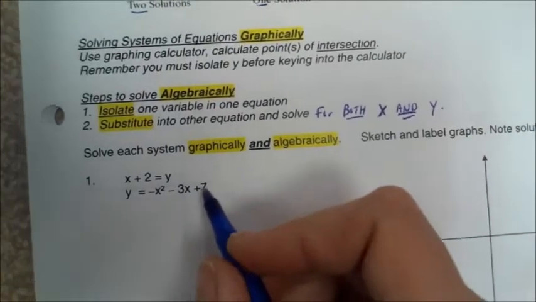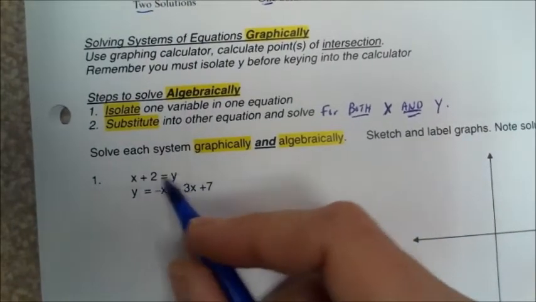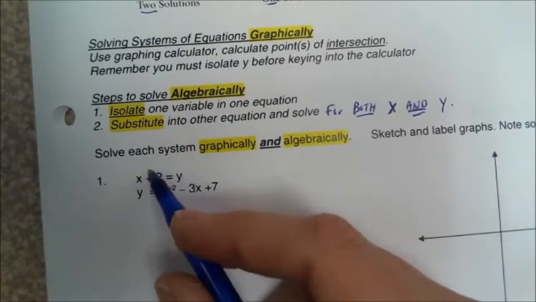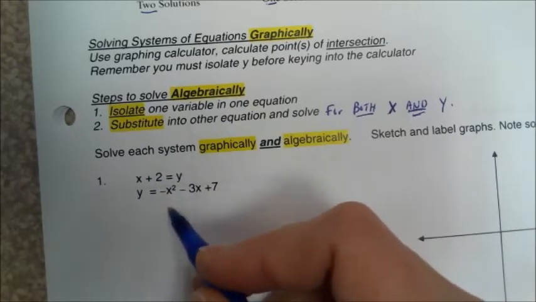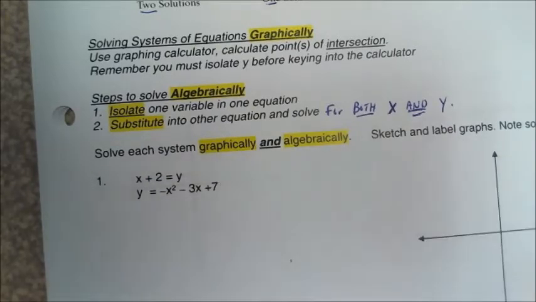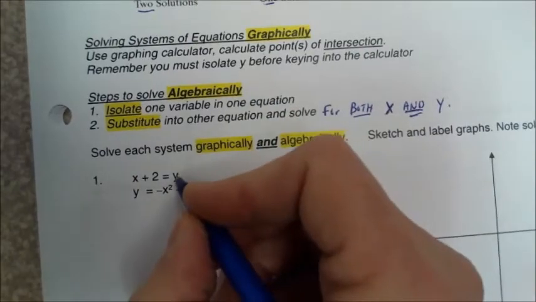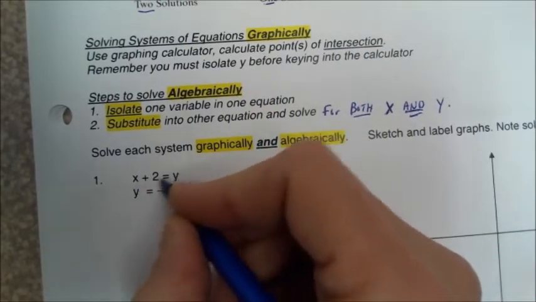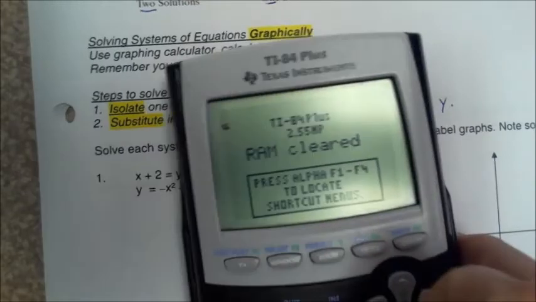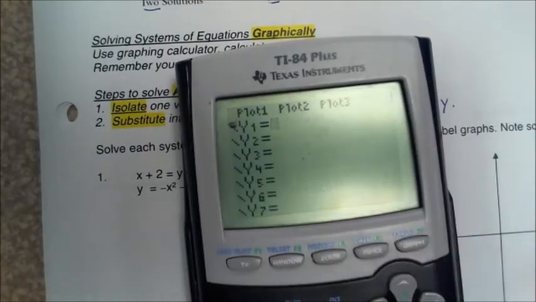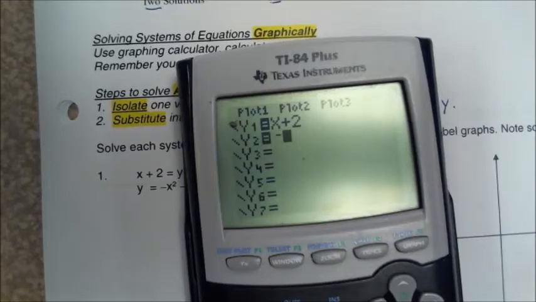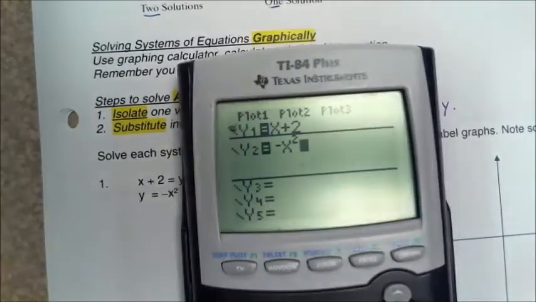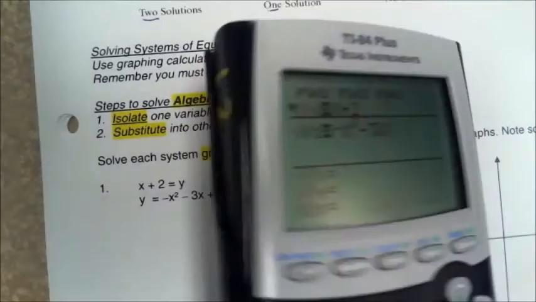So here we go. We have a system. This is a linear because it's not x squared. This is a quadratic because it's x squared. So we're going to first solve it graphically. And this is y is equal to x plus 2. Even though the y is on the wrong side, that's okay. What we can do is take it into our graphing calculator. Y is equal to x plus 2. And then y is equal to, put that in y1. And in y2, we'll put negative x squared minus 3x plus 7.